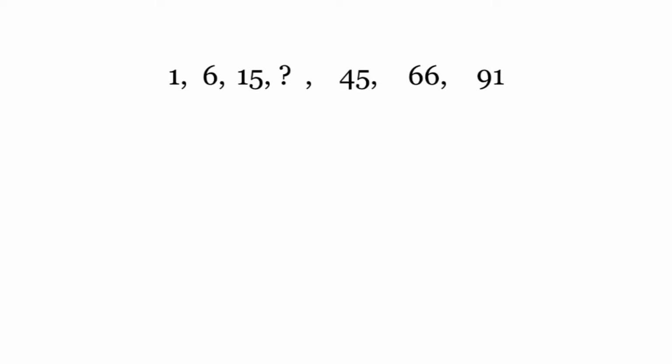1, 6, 15, a term is missing, 45, 66 and 91. Go for differences. 1 plus 5, 6. 6 plus 9 is 15. A term is missing. 45 plus 21 is 66. 66 plus 25 is 91. And two differences are missing.